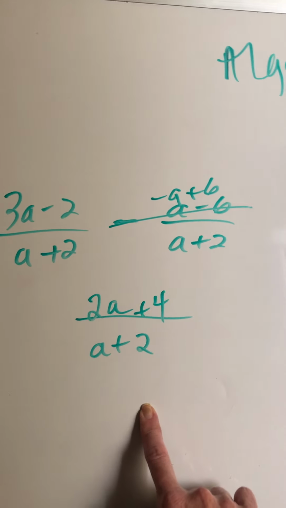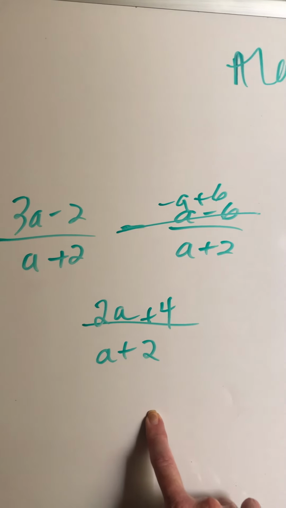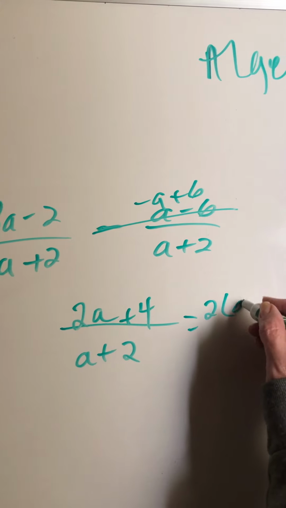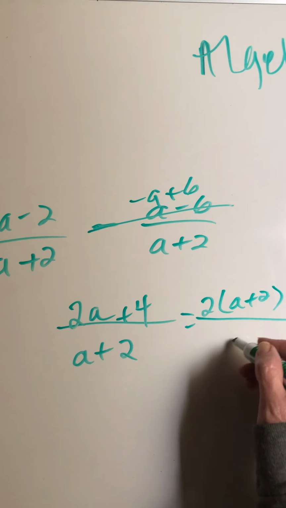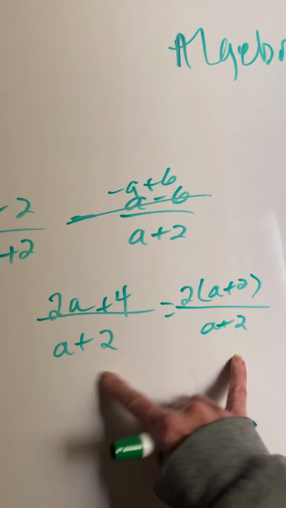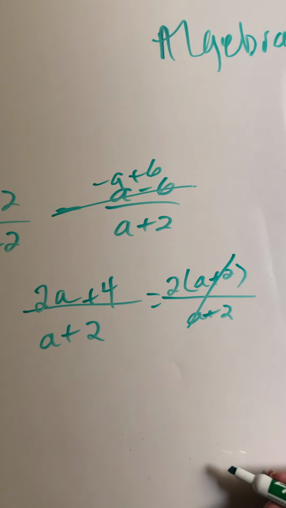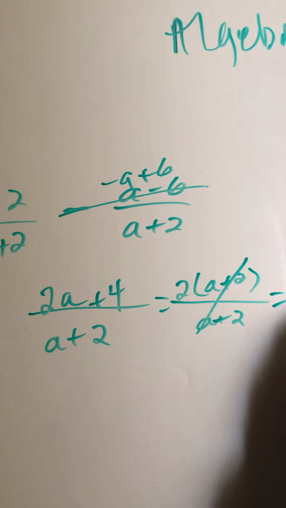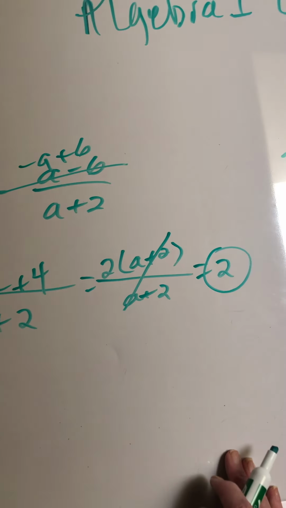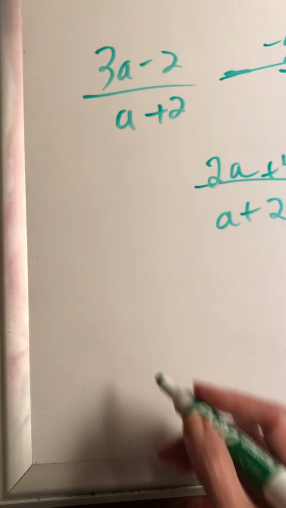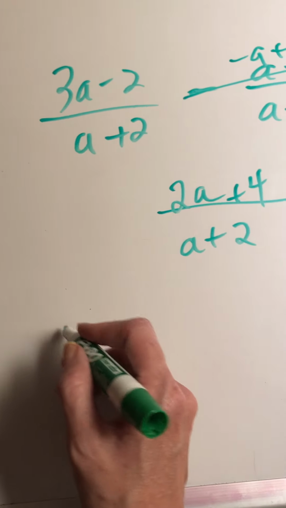Now, just like with any fraction, you have to try to reduce it, which means we've got to try to factor the numerator, which we can take a 2 out. That leaves a plus 2. And then we have a plus 2 in the denominator. So then a plus 2 cancels a plus 2, and you're just left with 2. On that one, you're just left with 2. Okay, let's try another one like that.